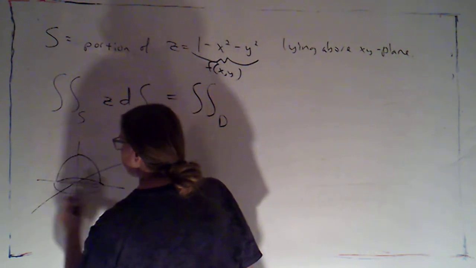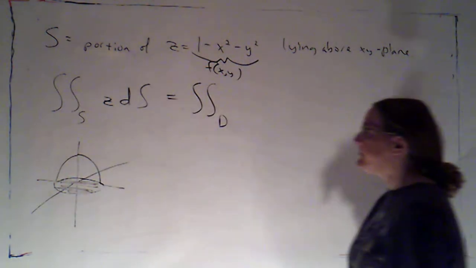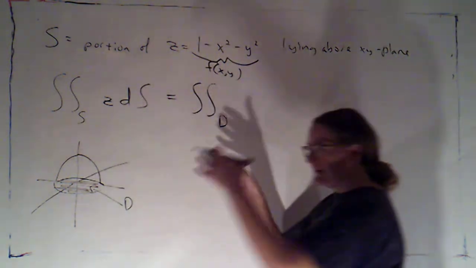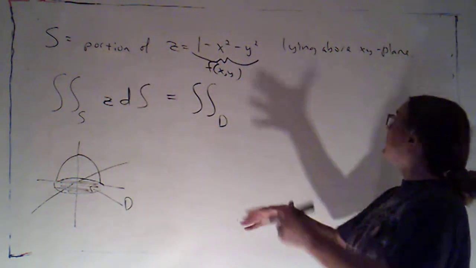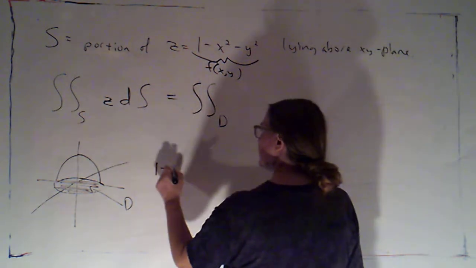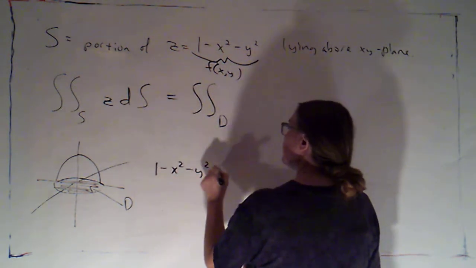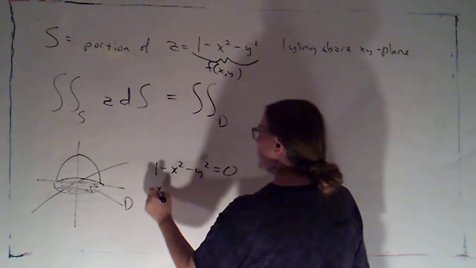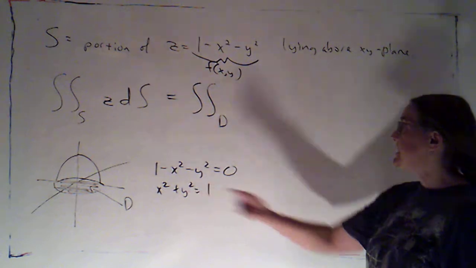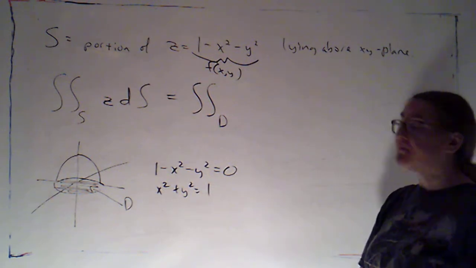And if it's this portion of this paraboloid that lies above the xy plane, that's just going to be the disk enclosed by the circle where this intersects the xy plane. Of course, this will intersect the xy plane when the z value is equal to 0, but that's when x squared plus y squared is equal to 1. So D here is just the unit disk.